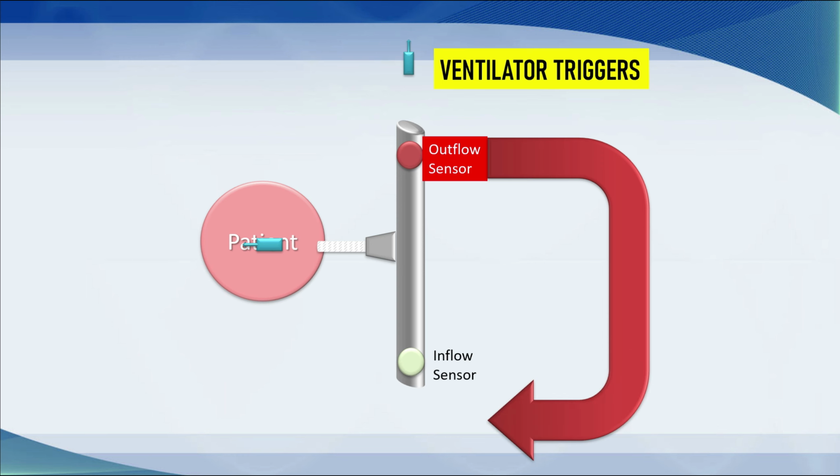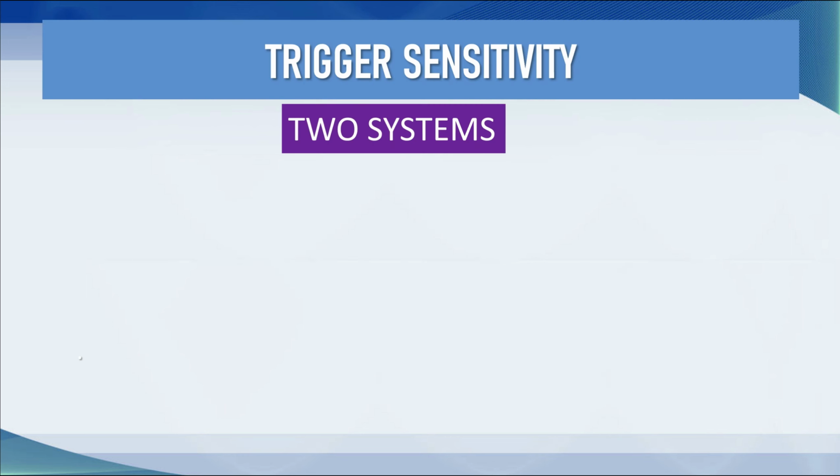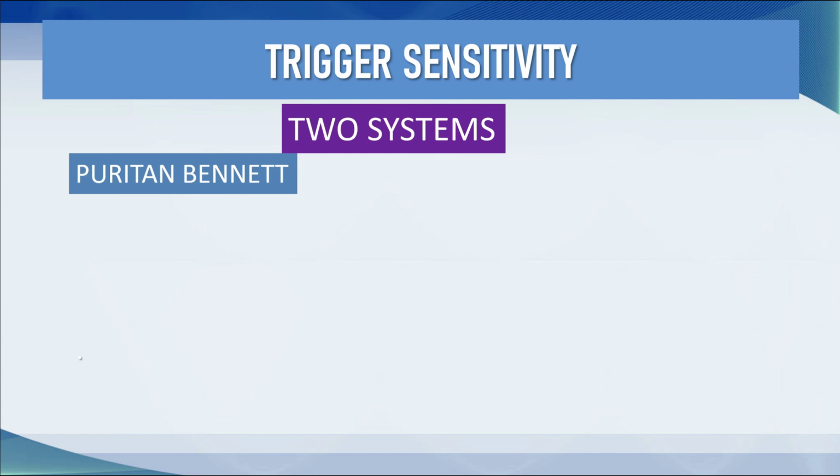When you look at trigger sensitivity, it can be quite confusing because there are 2 main models used out there. One of them is the Puritan-Bennett model, and the other is the Servo model. But these can be used by different manufacturers, and I'm not giving these manufacturers credit, it's just as these are the models that I see in my practice.